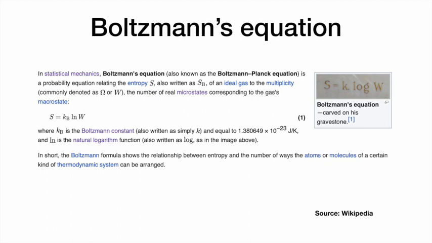So in short, the Boltzmann formula shows the relationship between entropy and the number of ways the atoms or molecules of a certain kind of thermodynamic system can be arranged. This is kind of a microscopic and macroscopic connection. So this plays a role in thermodynamics.